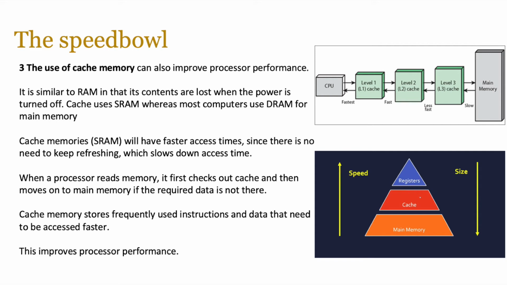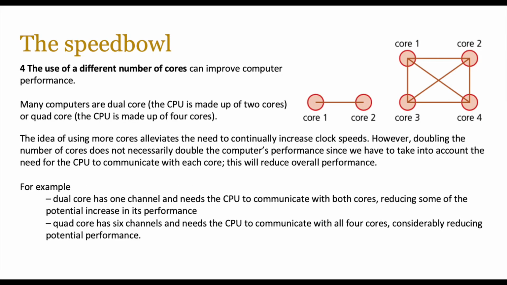Now, cache memories will have faster access times, since there is no need to keep refreshing, which slows down access time in general. When a processor reads memory, it first checks the cache, and then it moves to the main memory if the required data is not available in the cache itself. Cache memory stores frequently used instructions and data that need to be accessed faster, and this improves processor performance instead of going to the slower DRAM-based main memory.